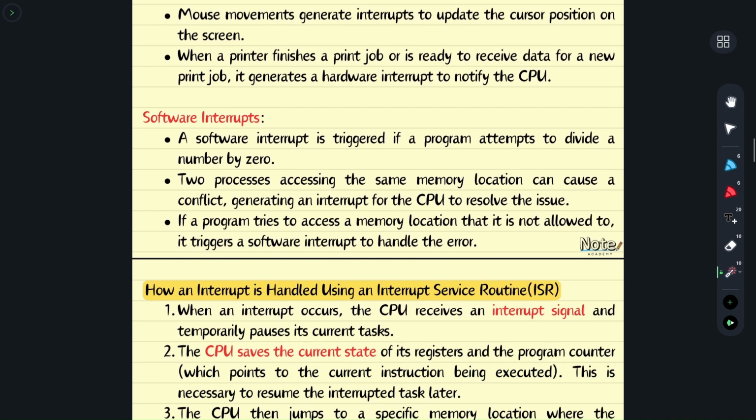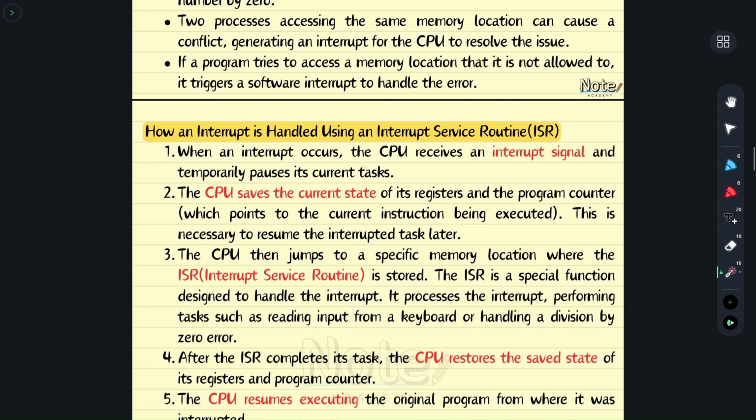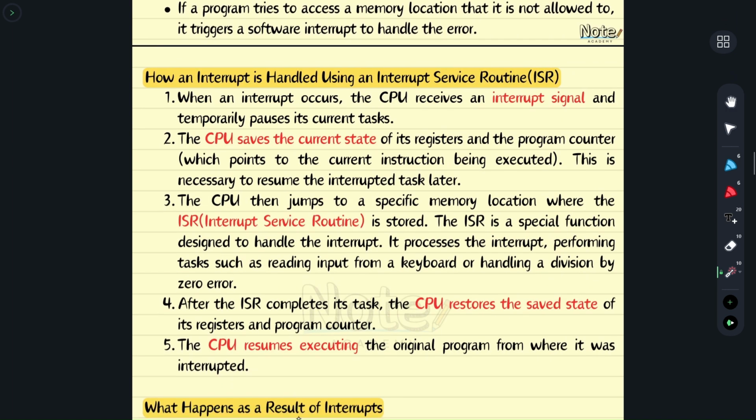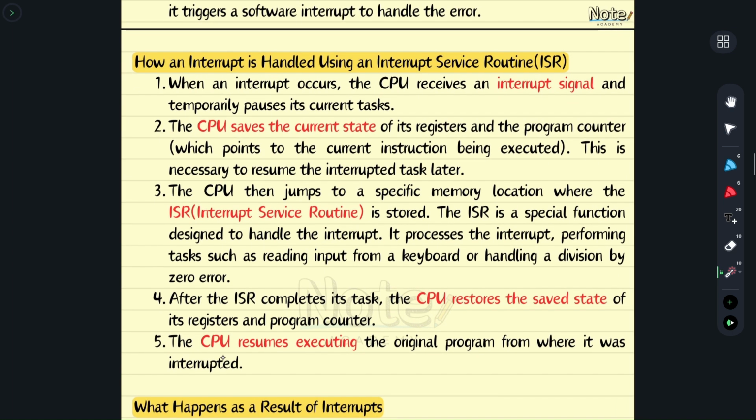So moving on to how an interrupt is handled. All right, so this is very interesting. So make sure that you listen to this closely and make sure that you remember these steps step by step. All right. So first of all, when an interrupt occurs, for instance, if I press a key on a keyboard, an interrupt is generated, the CPU will receive that interrupt signal, right? Next, the CPU will save the current state of its registers and program counter, right? Then it will jump to a specific memory location where the interrupt service routine is stored, right?